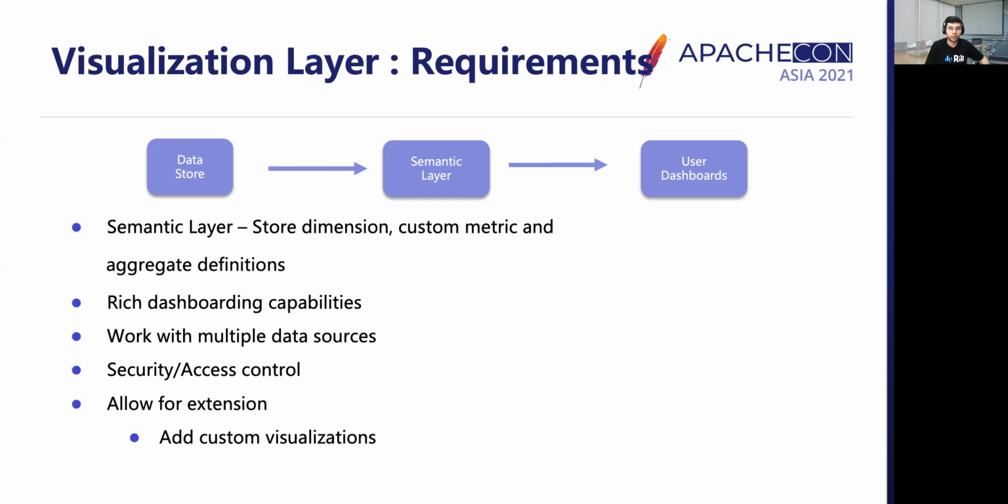It should be able to work with multiple sources of data, and allow for finer security and access controls such as row or column level security, data masking, etc., if these capabilities are not supported by the data store. Finally, visualization is an end user facing component, and every organization needs to customize it as per their own branding. So the data visualization layer should allow for custom visualization and extension for the user facing elements.